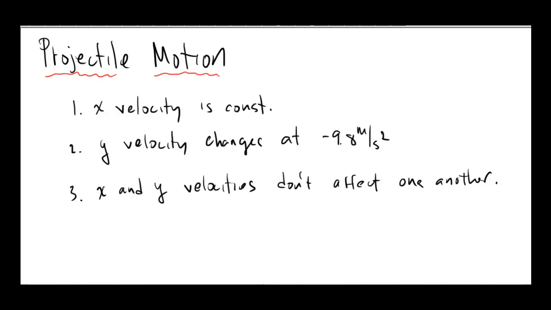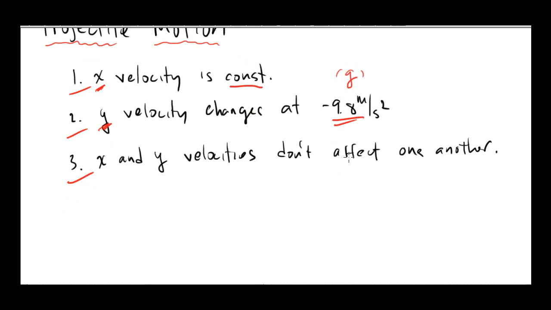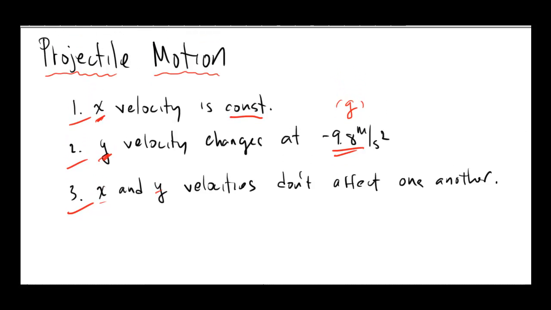So these are three basic rules that govern projectile motion, just to remember what we said. In the x direction the velocity is constant, in the y direction the velocity changes at this rate, which is of course the acceleration due to gravity, g, and the two are independent, or they don't affect one another. We noted that's sort of an interesting idea, but it's an idea that we can use to do some interesting calculations.